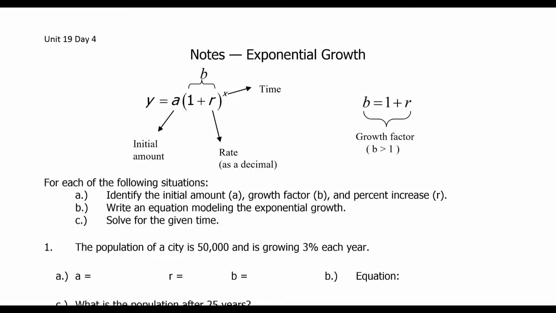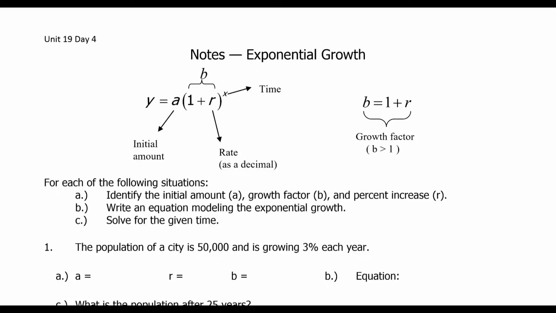Unit 19, Day 4, exponential growth. All right. So, for each of the following situations, we're going to need to identify the initial amount, A, growth factor, that's B, and R, which is going to be the percent increase. And then we're going to have to write an equation modeling the exponential growth, and then solve for the given time.